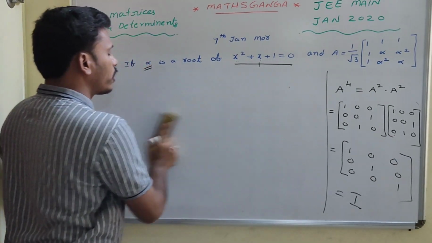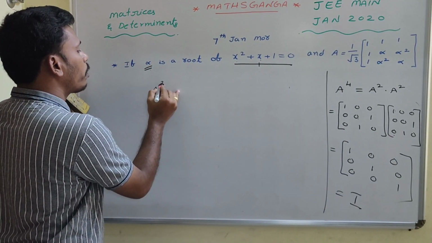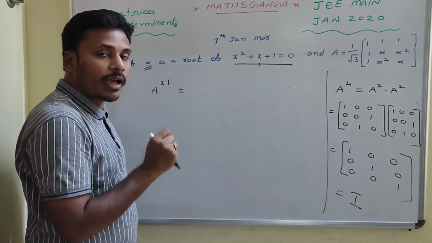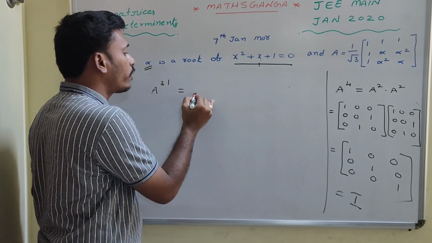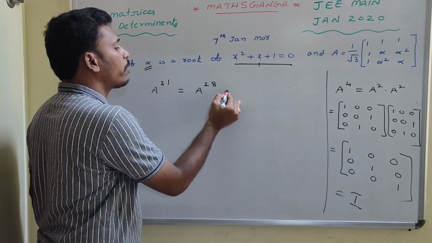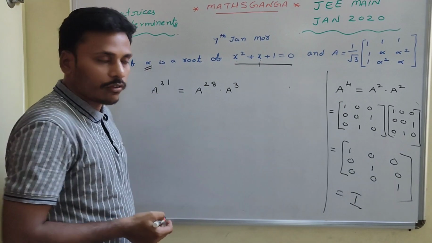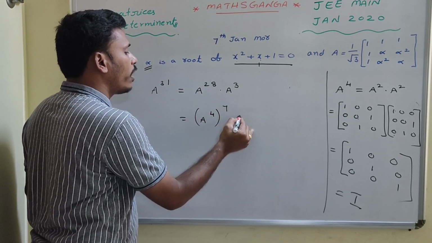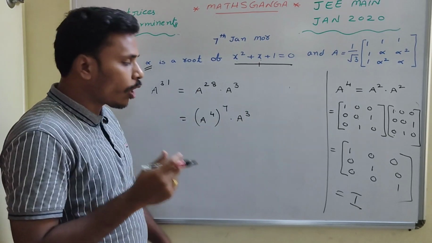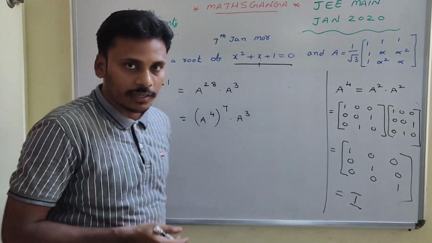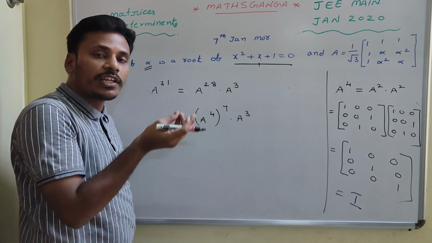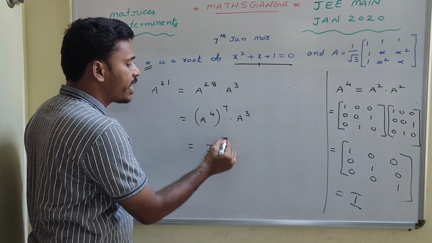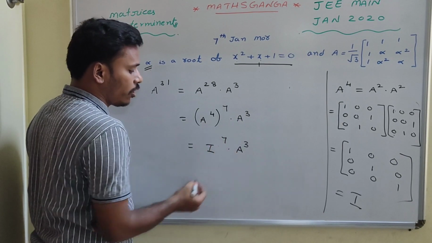Just look there at what you say about A power 31. A power 31 is equal to, you identify the nearest multiple of 4 for the power. I will write it like this: A power 28 into A cube. Nothing wrong there, right? So this is equal to (A power 4) to the power 7 into A power 3. My idea is to utilize A power 4 equals identity, and that's why I am selecting the nearest multiple of 4 for 31.